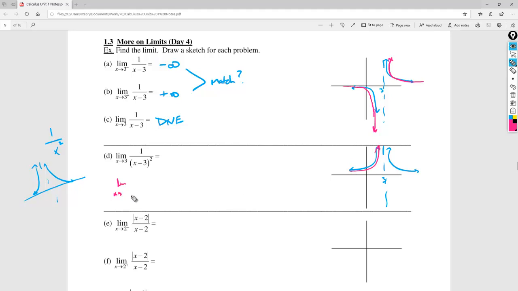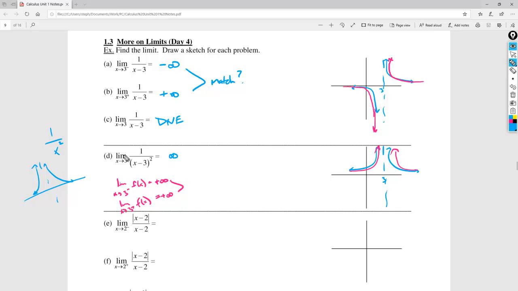So my limit as x approaches 3 from the left of, I'll just call this f of x for short, equals positive infinity. And from the right, it looks like I go up as well. So my limit as x approaches 3 from the right of f of x is also positive infinity. So do these match? Yes, they do. So that means that my limit is positive infinity. Right, that is an okay answer to get as a limit.